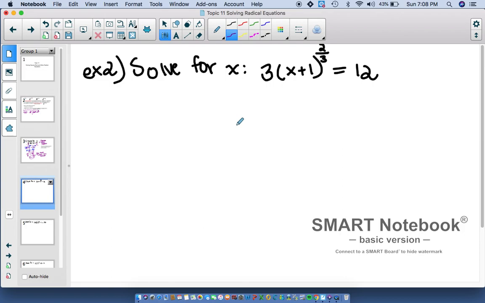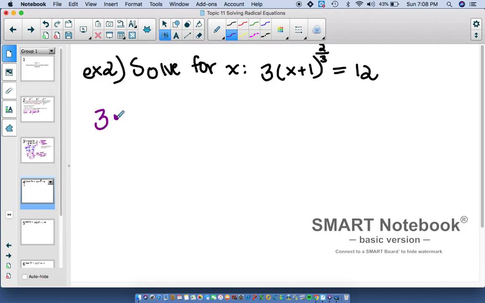Okay, so again, solve for x. Let's see what I have here. 3 times x plus 1 raised to the 2/3 equals 12. Okay, so there are different ways to do this. You can change this so that it looks like a radical. Let me show you what I mean.